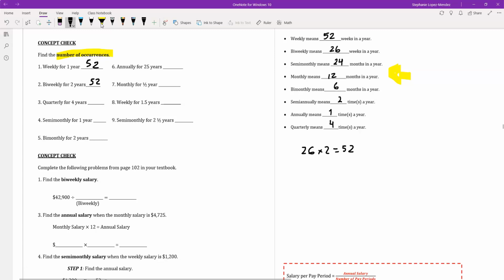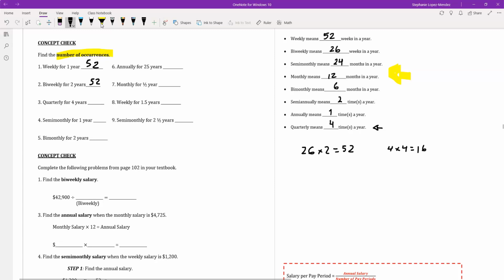Number 3 says quarterly for 4 years. We know that quarterly for 1 year, right here, is 4 times. And I want to know how much it would be in 4 years. So I just simply multiply.